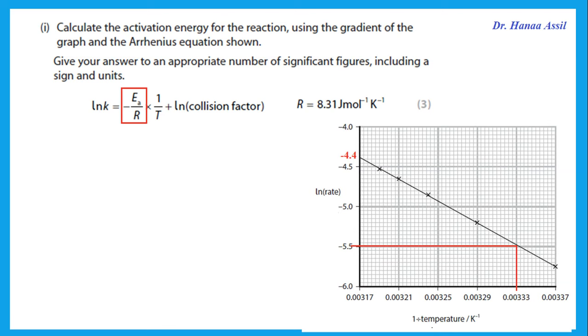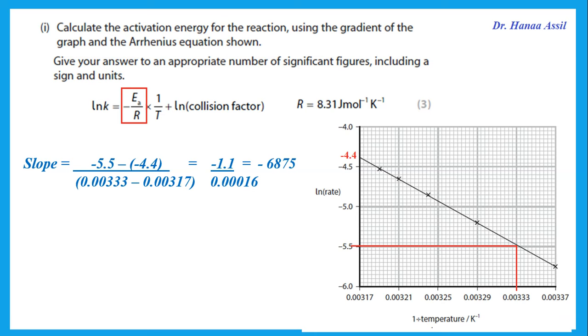Where is the slope? Well, let's decide the slope. The slope is y2 minus y1 over x2 minus x1. Now remember that this is a negative slope, so it is the one down minus the one up. So minus 5.5 minus of the minus 4.4. So actually it is minus 5.5 plus 4.4 over the difference in the x-axis. This gives this kind of slope, and it is a negative slope, of course. Now, this is equal to minus Ea over R. That means that Ea is equal to minus the slope times R. We multiply that and we get the Ea, the activation energy, in joules. You can divide that by 1,000. So this is 57.1 kilojoules.